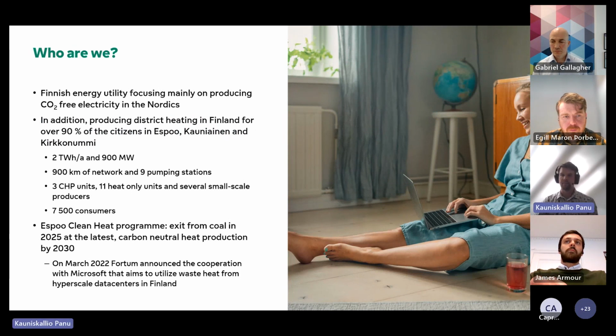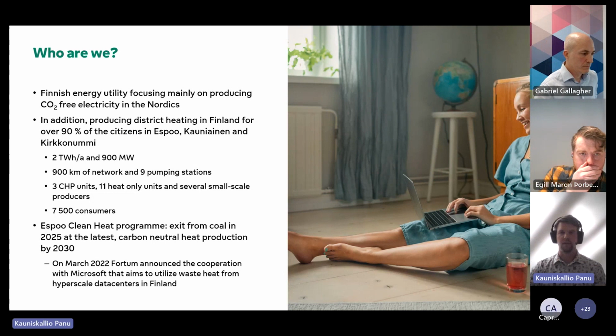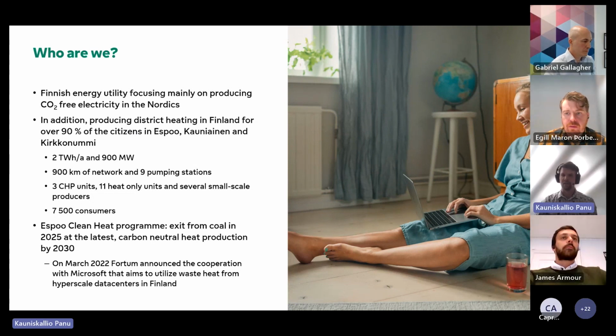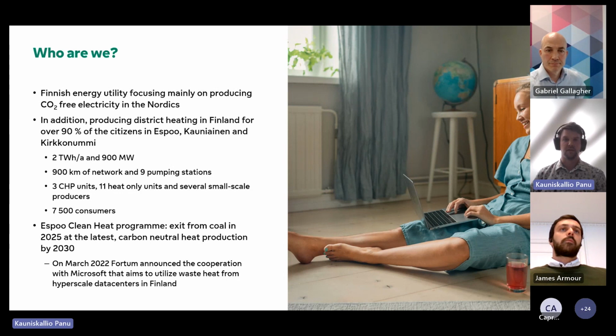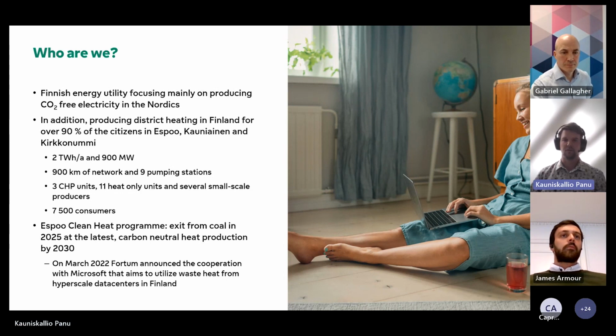So, who are we? Long story short, and without looking too much back to the past, we are a Finnish energy utility focusing mainly on producing CO2-free electricity in the Nordics. But in addition to the electricity generation business, we are producing district heating in Finland for over 90% of the citizens in Espoo, Kauniainen and Kirkkonummi area that contains approximately 250,000 inhabitants in total. And when it comes to the key figures of this business, they look like the following.